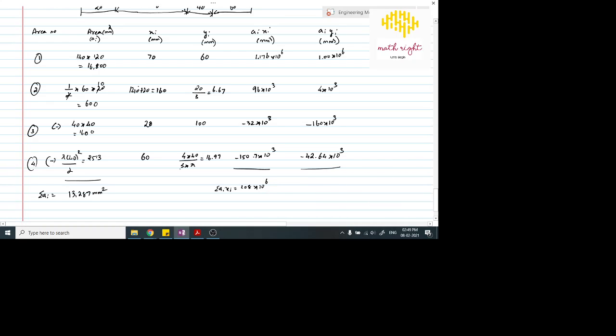Next thing is sigma, summation of Ai yi. Just add this: 1 into e power 6 plus 4 into e power 3 minus 160 into e power 3 minus 42.64 into e power 3. We get the value of 801.36 into 10 to the power 3 mm cube.